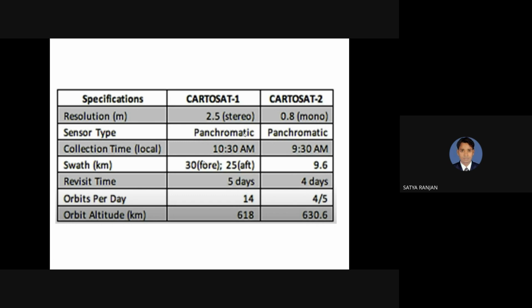A minimum of 3 bands are required for a color image. Then the swath is the total width of the satellite image, and the revisit time is 5 days and 4 days. These are the temporal resolution of Cartosat 1 and Cartosat 2. The orbit altitude is 618 and 630, so this is not important.